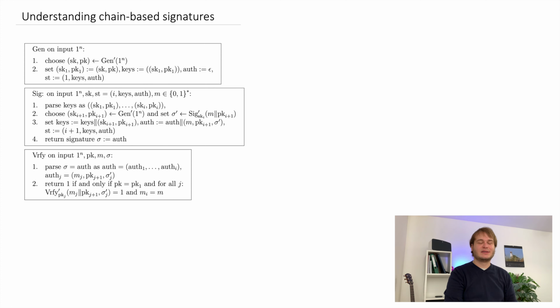So the idea of chain-based signatures is pretty simple. We start with some public key, pk1, and that's our public key. And now the idea is that whenever I sign a message, I already generate the public key that I'm going to use for the next message. So let's say I'm signing message M1. This is my first message. What I'm doing is I'm generating a public key pk2, so a public key for the next invocation, but I'm not using it yet. And now I'm signing this with a signature.